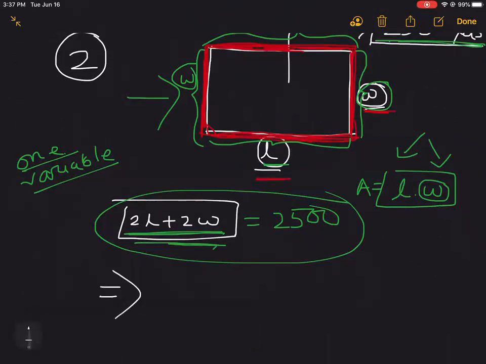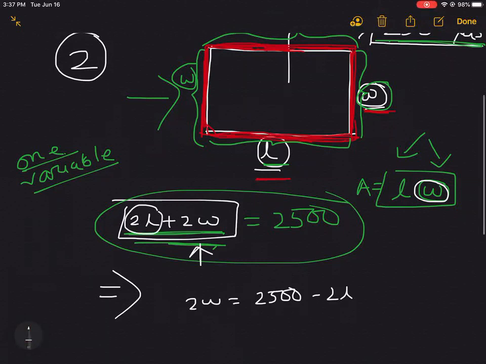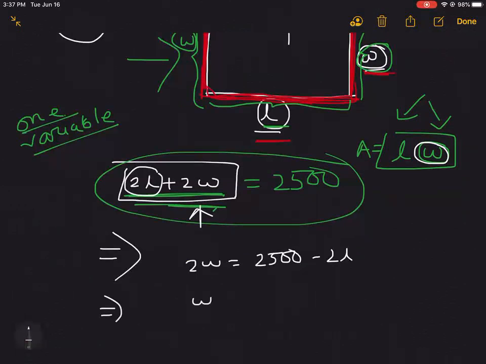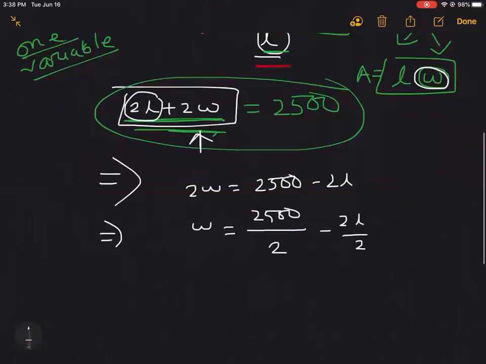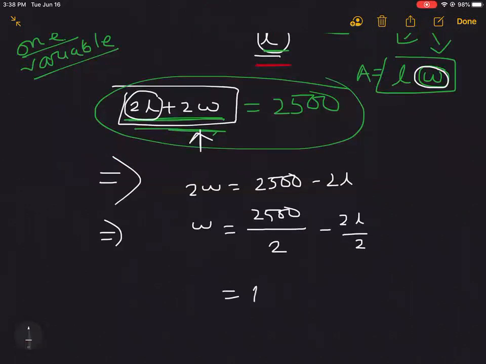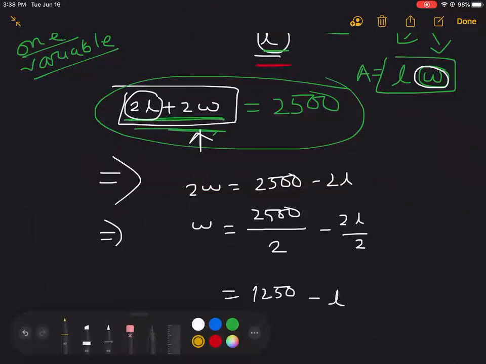Let's see how we can do that. Let's say I want to replace the W here. So I want to solve this equation for W. So 2W will be 2500 minus 2L. I'm just changing sides for this 2L. And if I divide both sides by 2, then we'll have this, right? So this will be 1250 minus L. So this is the value for your W.